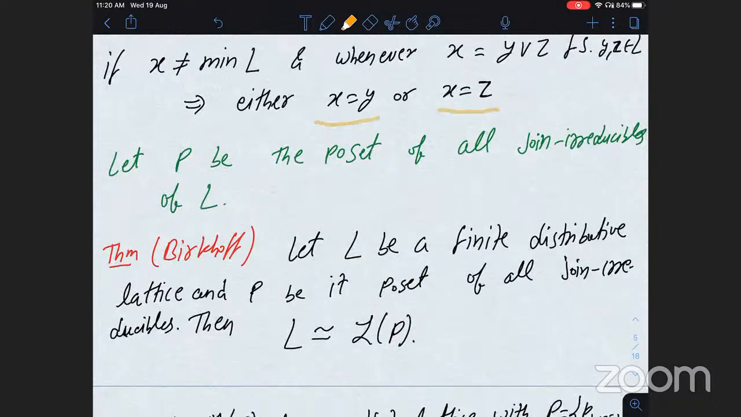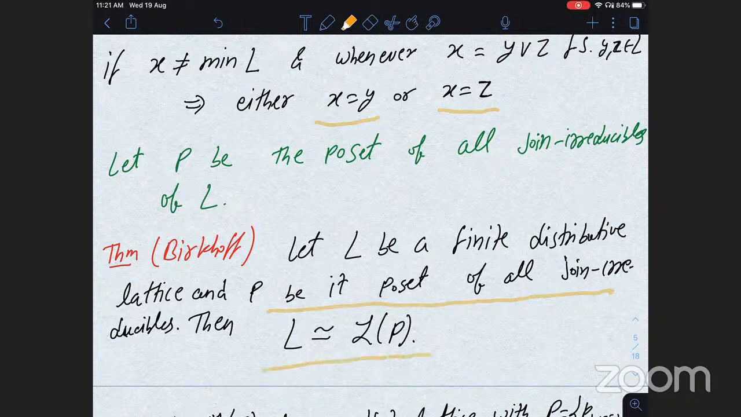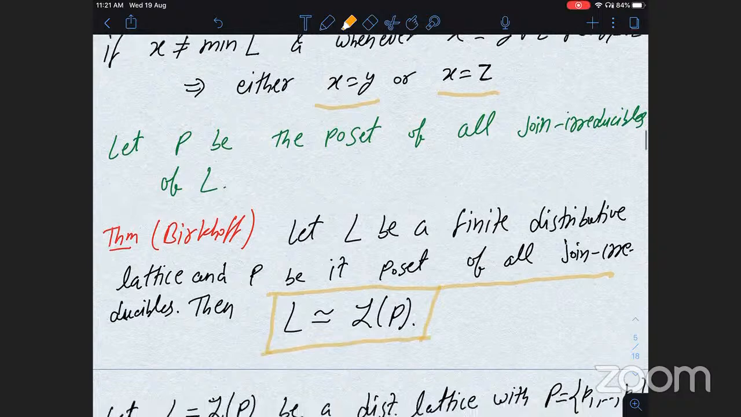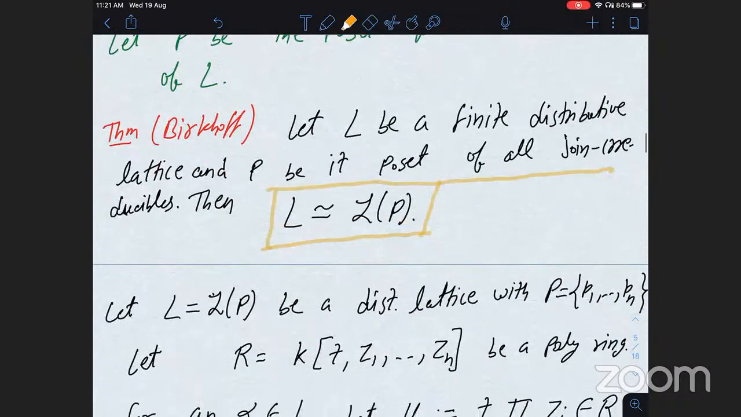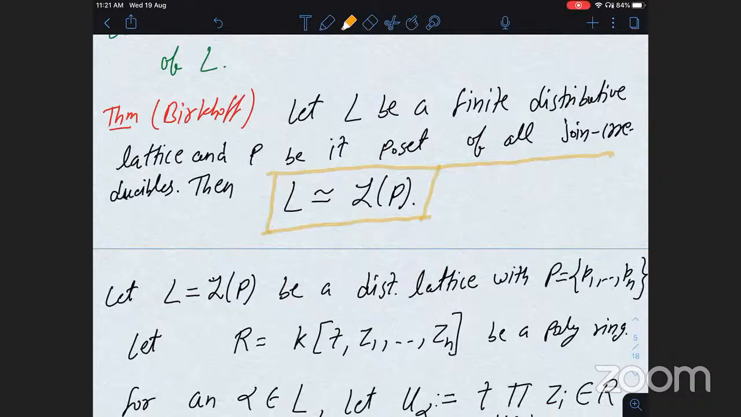Okay, so now I'll state a theorem, and this theorem is due to Birkhoff. Let L be a finite distributive lattice, and let P be the poset of all join-irreducible elements of L. Then L is isomorphic to the order ideal lattice of P. Right? And this theorem is actually a very important theorem for this talk. From now onwards, if I want to define a distributive lattice, I'll just define a poset first, and then I'll say that I(P) is the distributive lattice corresponding to P.